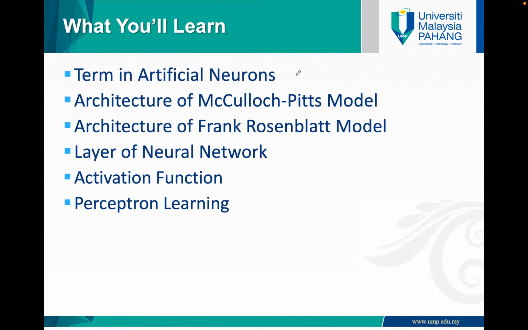So we will learn about the terms in artificial neurons. What is input? What is output? What is the weight? And we will also learn the architecture of the McCulloch-Pitts models and the architecture of the Frank Rosenblatt model, layers of neural network, the activation function, and the perceptron learning.